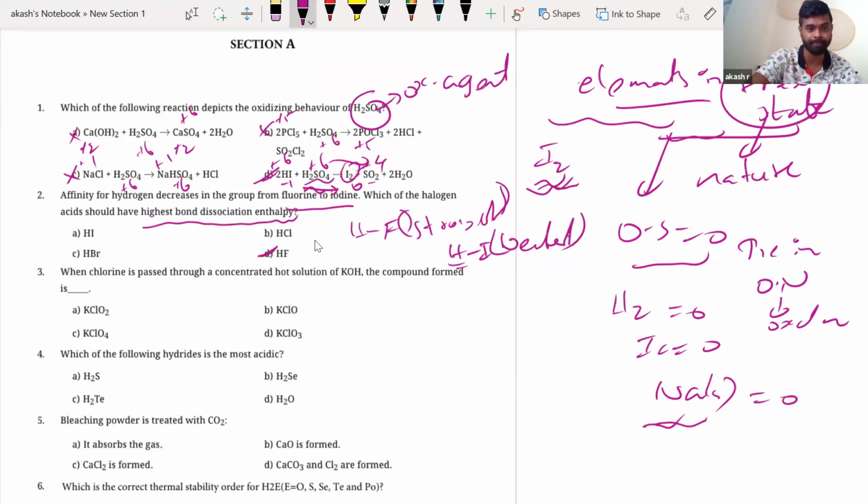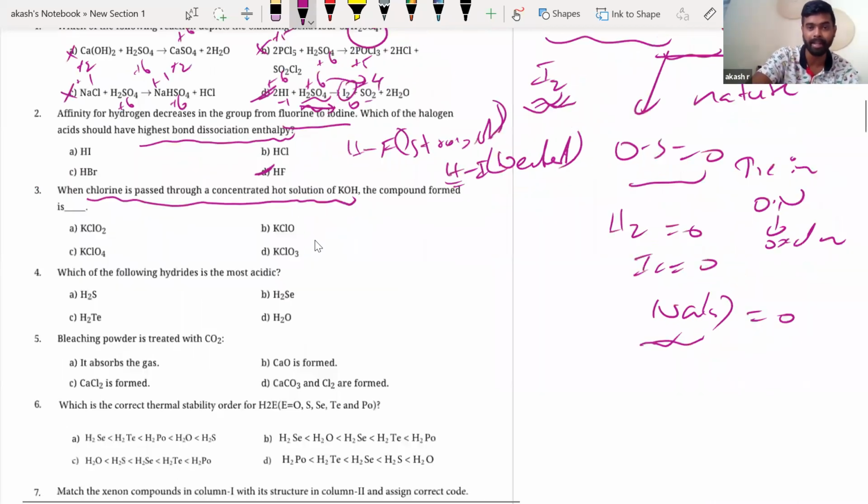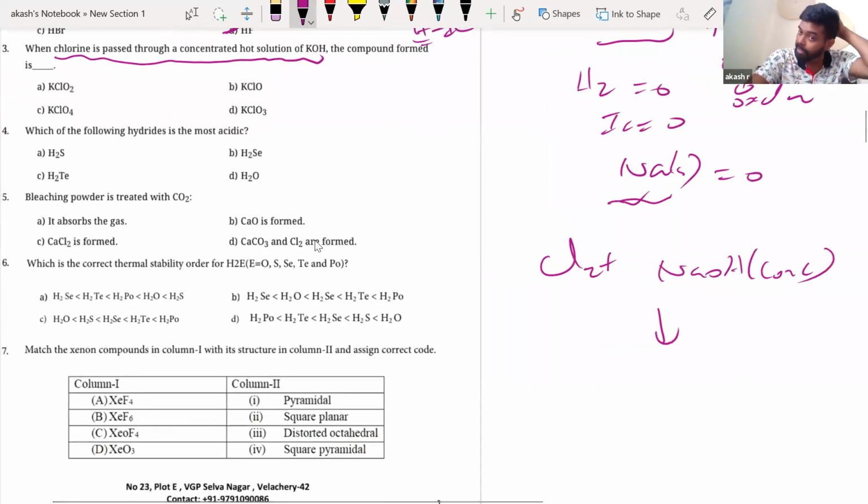Next, when chlorine is passed through a solution of concentrated KOH, we have already seen this. And instead of KOH, we have seen NaOH. That's the only difference here. So if I have chlorine reacting with concentrated NaOH, what are the products formed? Quickly tell me. I know dilute will have something else, and concentrated will have something else. What is that? What will come here? Concentrated.